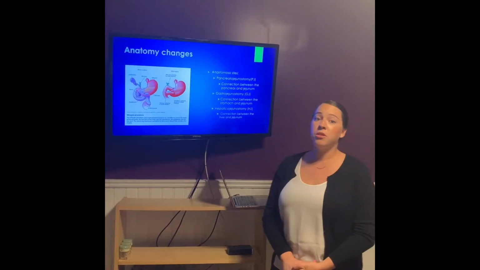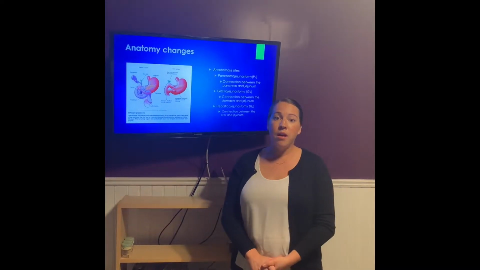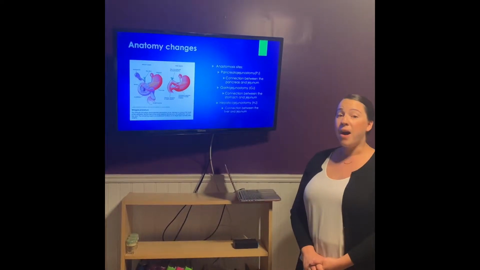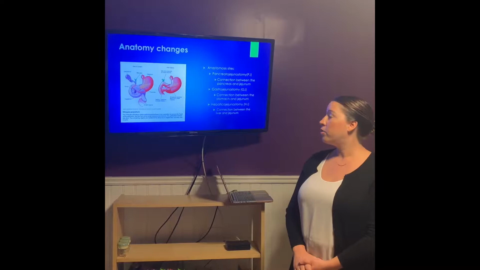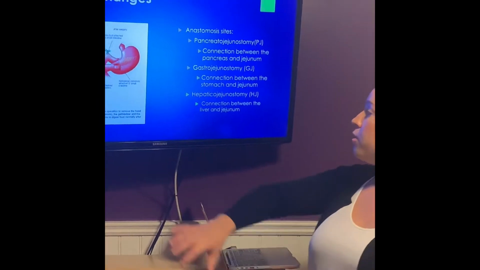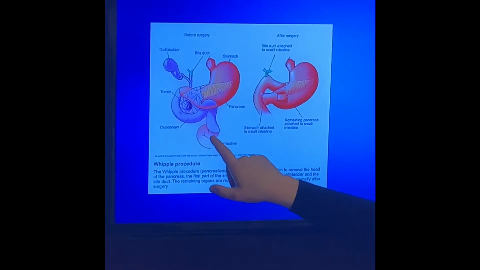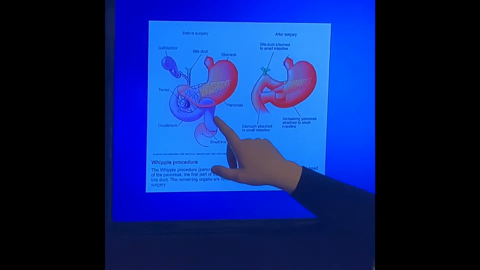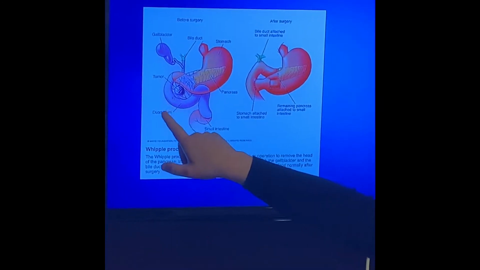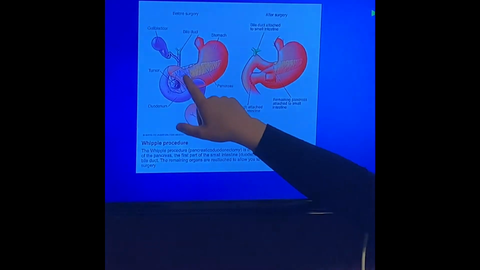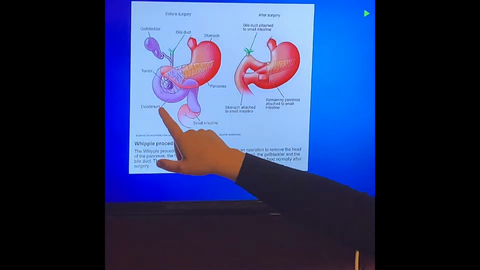So the Whipple procedure is a very complex surgery that requires about 5 to 6 hours for the surgeons to perform. Before the Whipple surgery, you have your stomach that's attached to your duodenum and then your jejunum. And then you have your pancreas connected to your duodenum, and then your gallbladder connected to your duodenum also.